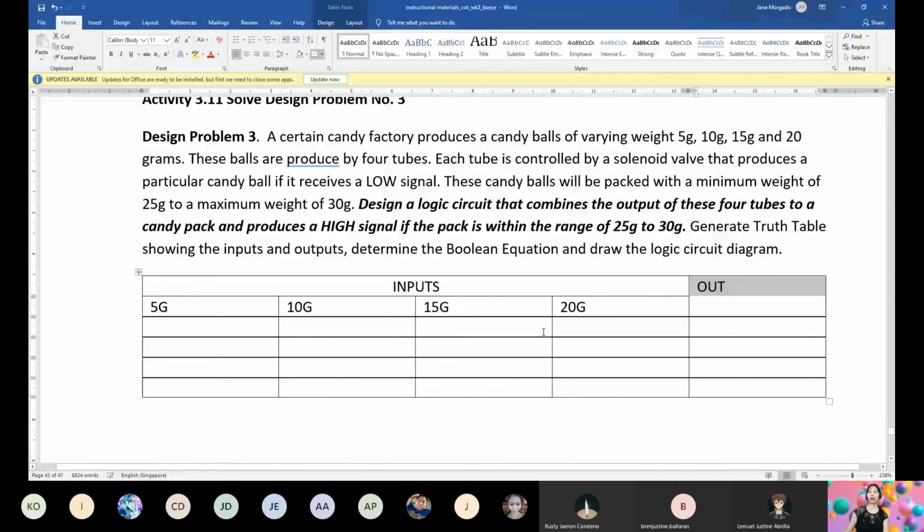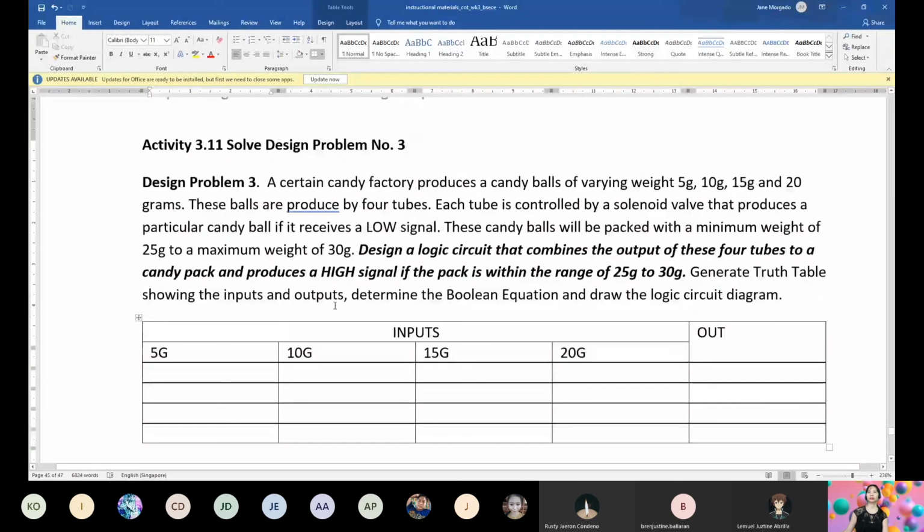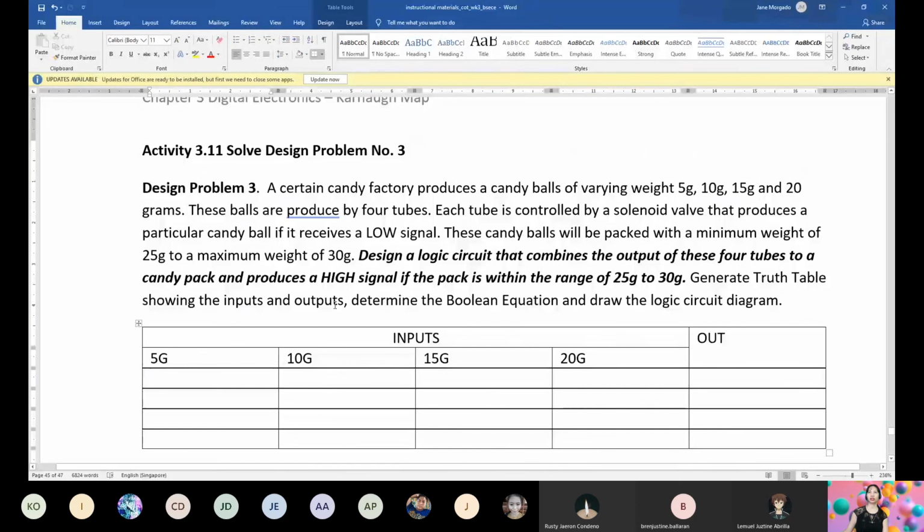Okay, so we have four inputs. So how many possible combinations if you have 4 inputs? 2 to the 4 is ilan? Class.